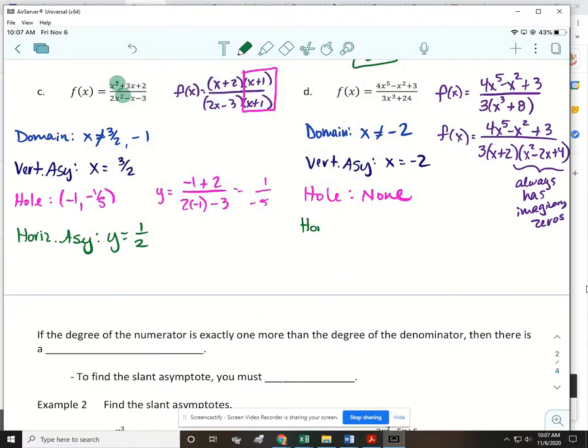And then for the horizontal asymptote, we look at the degrees of the numerator and denominator. So we have 5 in the numerator, 3 in the denominator. So when the degree of the numerator is greater than the denominator, that means there is no horizontal asymptote.